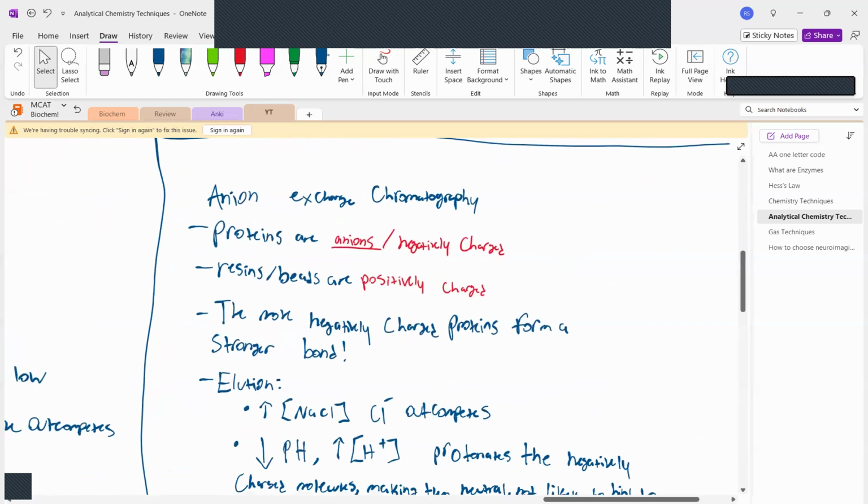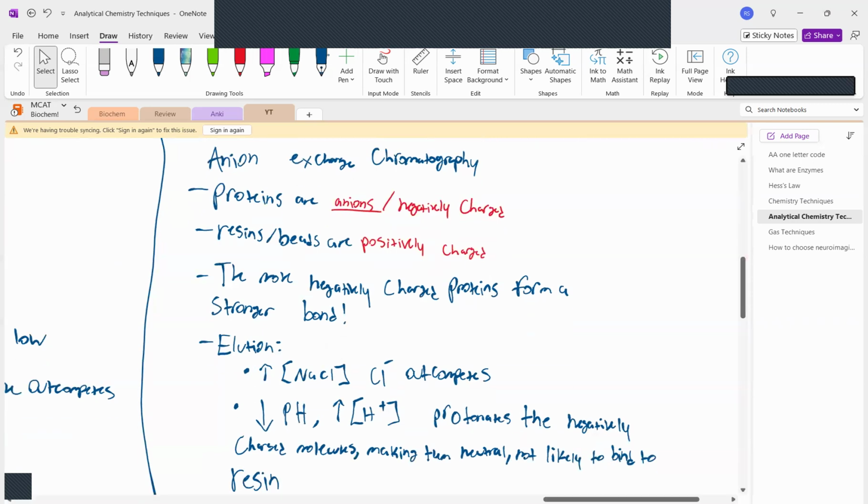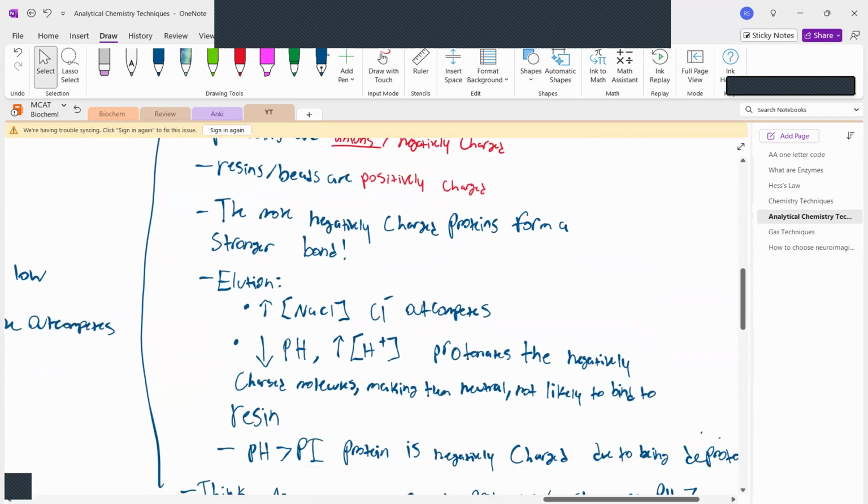And then for anion exchange chromatography, proteins are anions. They're negatively charged, right? The anion is specific to the protein itself, not the resin. The resin beads are positively charged. So the more negatively charged proteins form a stronger bond. It's exactly the same thing as the cation exchange, just the antithesis, the opposite, the bizarro world of cation exchange chromatography.